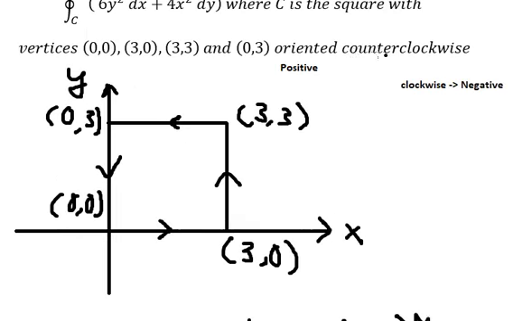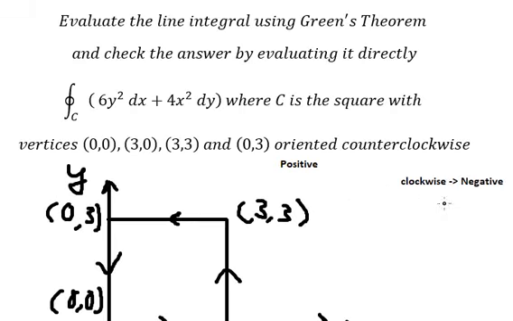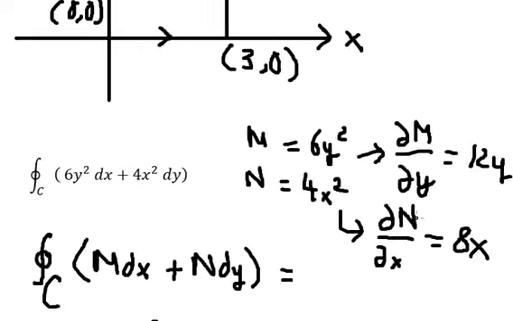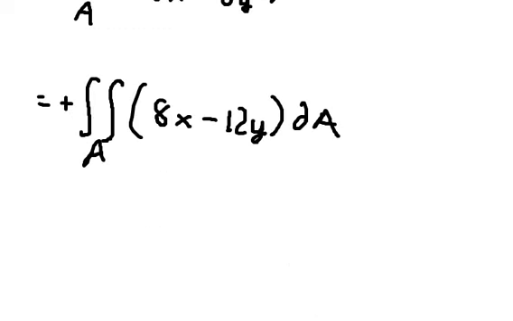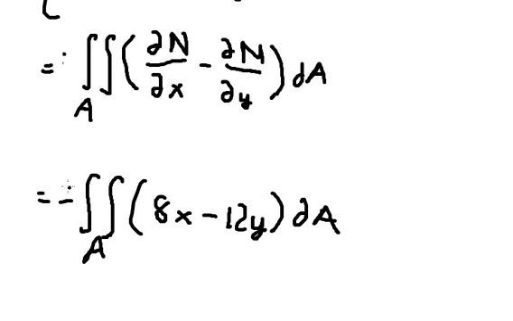Now, because this is about counterclockwise, there should be a positive sign here. If this one is about clockwise, that is negative orientation. This one will change to a negative sign here. So because the question is about counterclockwise, now we just consider the positive in here.